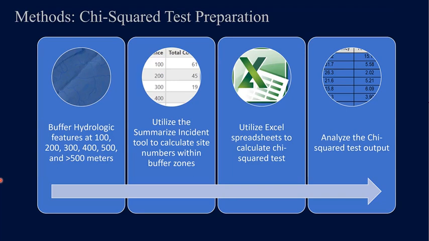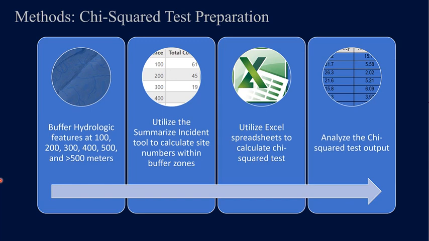After completing the hydrologic feature analysis, the output was then taken and the hydrologic features were buffered at 100, 200, 300, 400, 500, and greater than 500 meters to start preparing the data for the chi-square test. These buffer zones were then taken and the summarized incident tool was utilized to calculate the site numbers found within each buffer zone. The summarized incident tool is usually used for crime analysis, but worked really well in this application because of its ability to identify the number of sites within each zone found at a specific distance from the hydrologic feature.